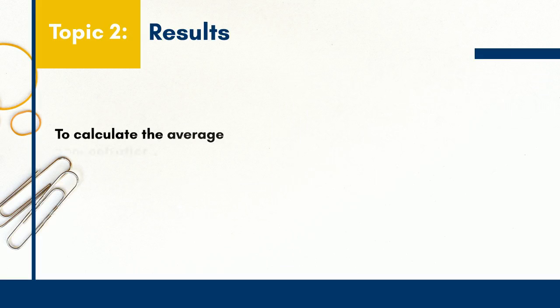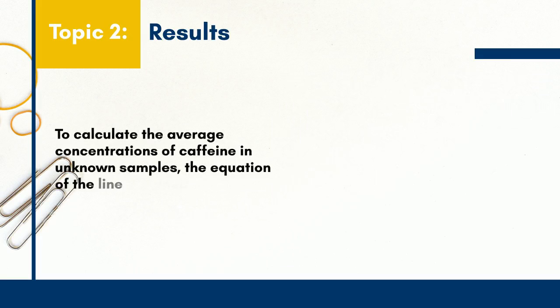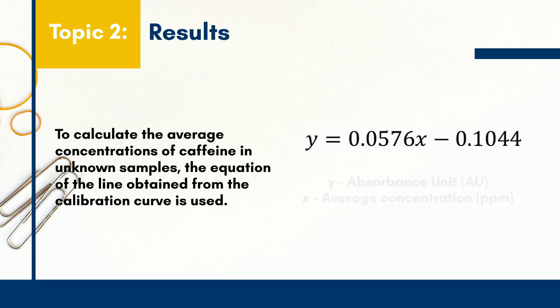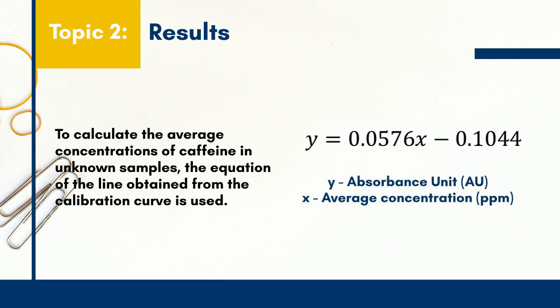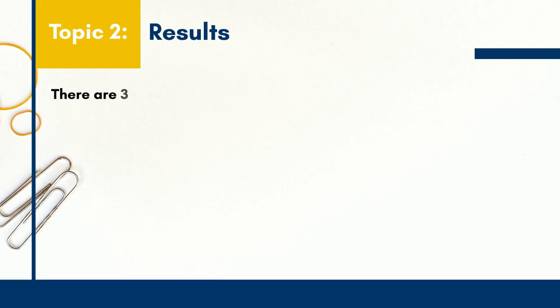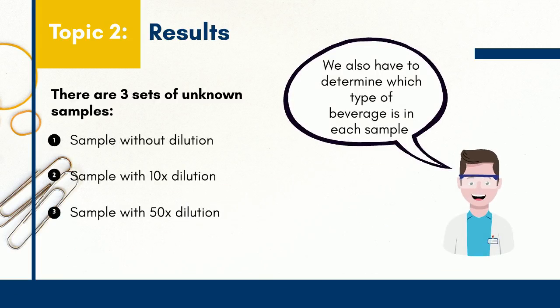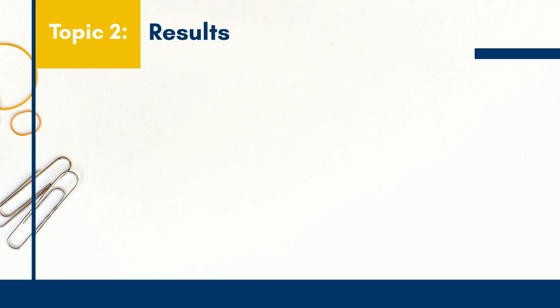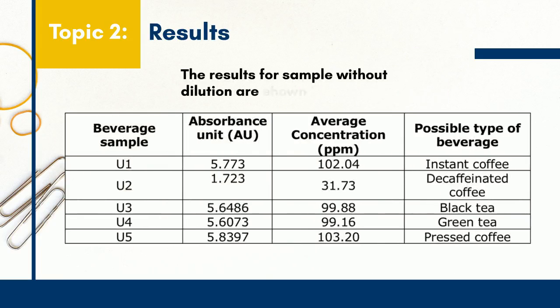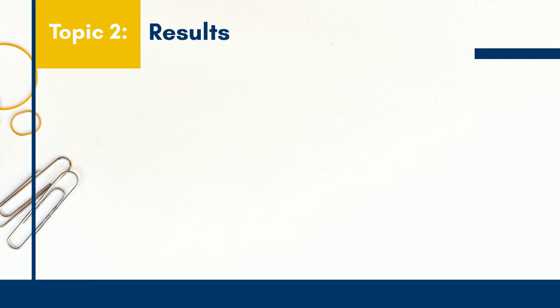To obtain the average concentration of caffeine in the unknown samples, simply plug in the absorbance values into the Y values to determine the X value, which is the average concentration. There are 3 sets of unknown samples with different dilution factors. Each sample consists of the 5 unknown beverages that we are about to determine. Here are the results for the sample without dilution.